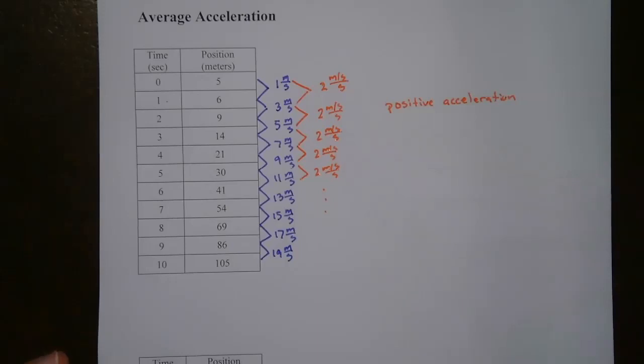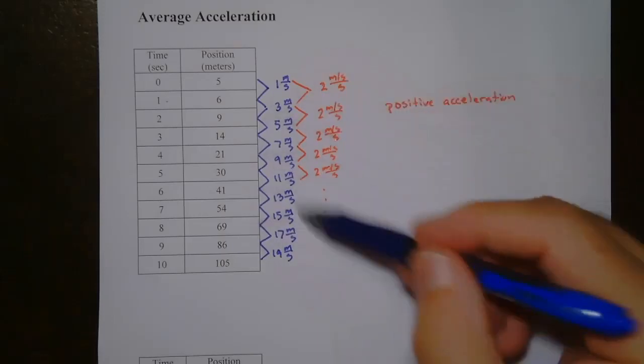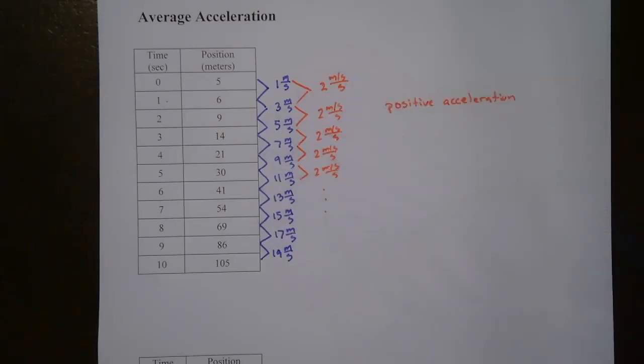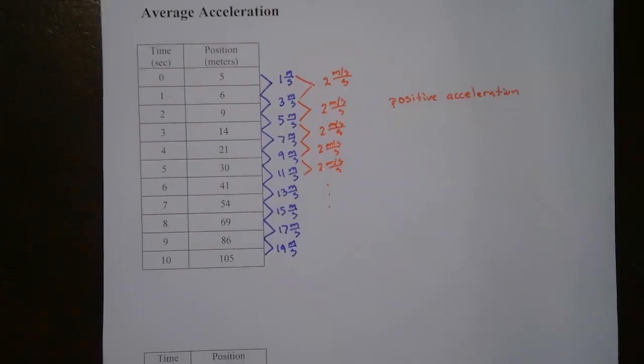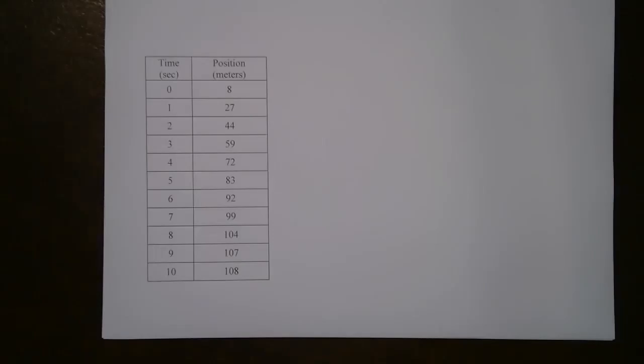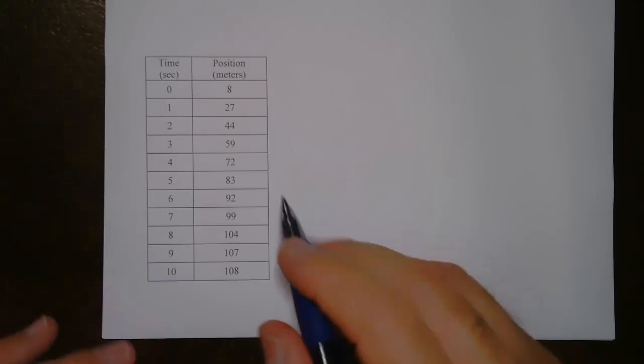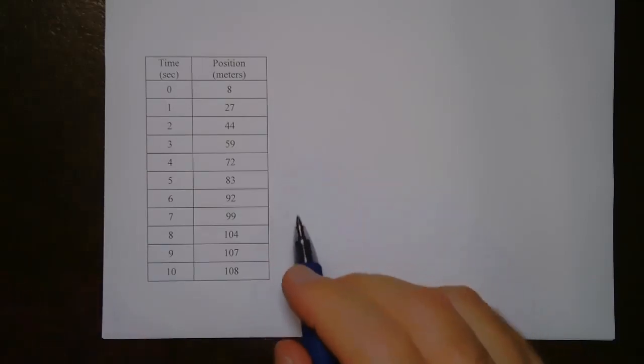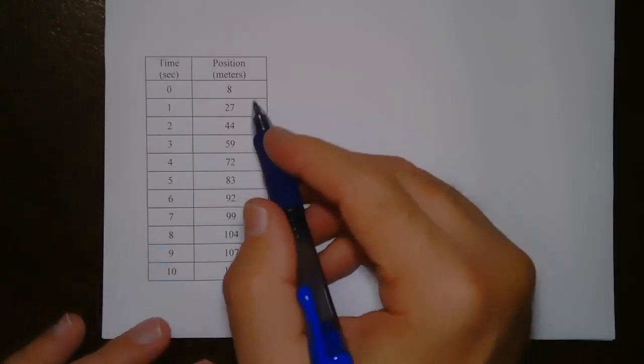Okay? All right, so let's take a look at one more different situation. We're going to take a look at this on the graph in just a little bit, okay? But let's look at another table. Okay, so if you look at this one, a little bit different. This is going to be a little bit different situation, okay?